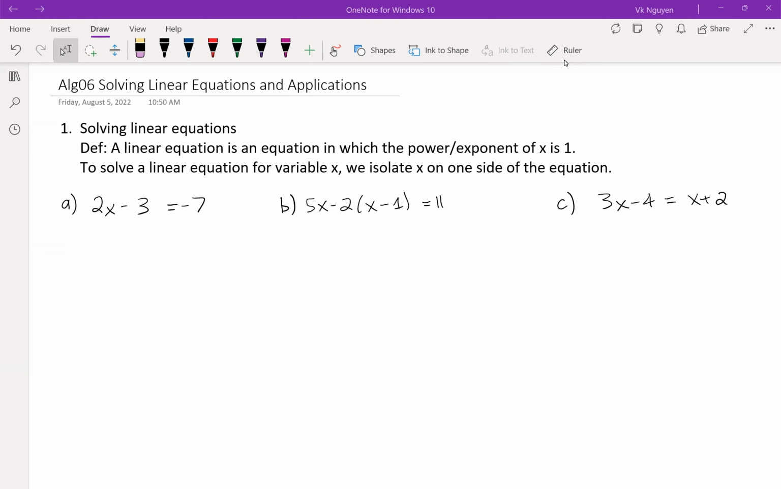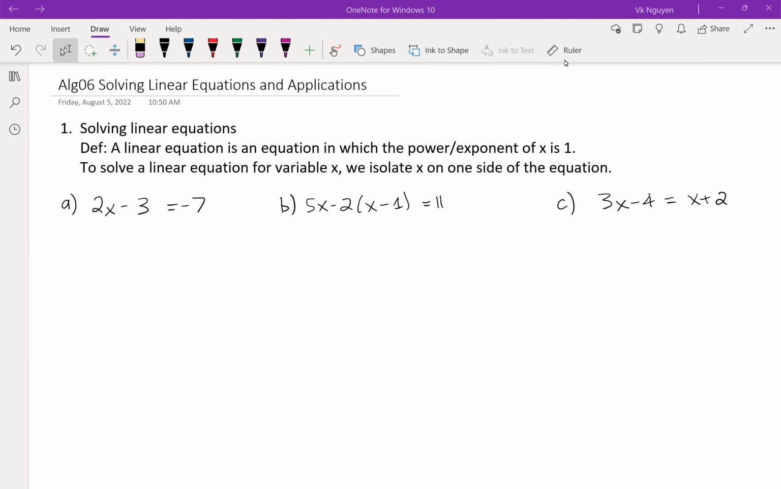Today we explore lesson 6 in algebra, solving linear equations and applications. 1. Solving linear equations. A linear equation is an equation in which the power or exponent of x is 1. To solve a linear equation for x, we isolate it on one side of the equation. How do we do that? Let's take a look at a few examples.